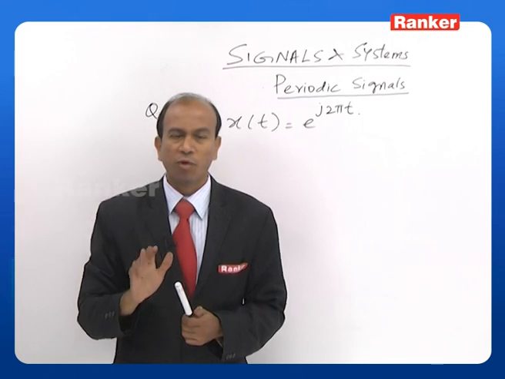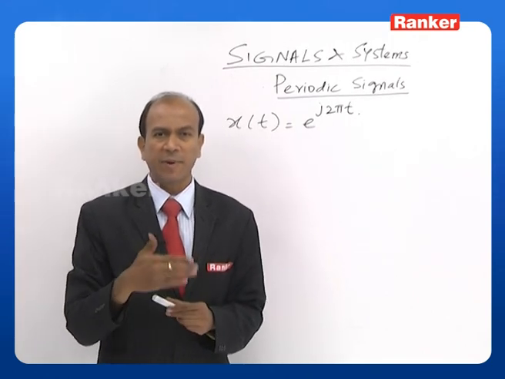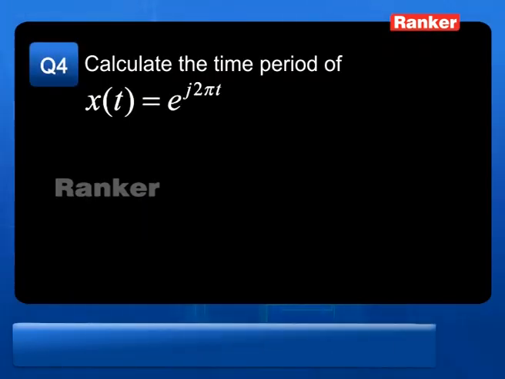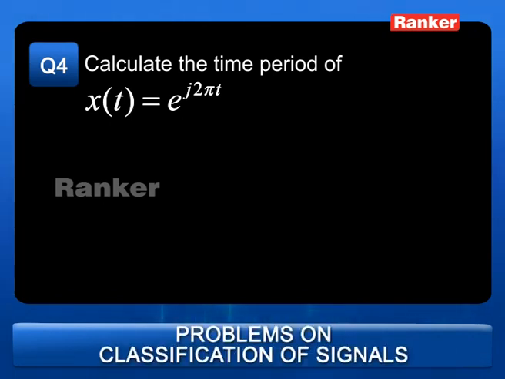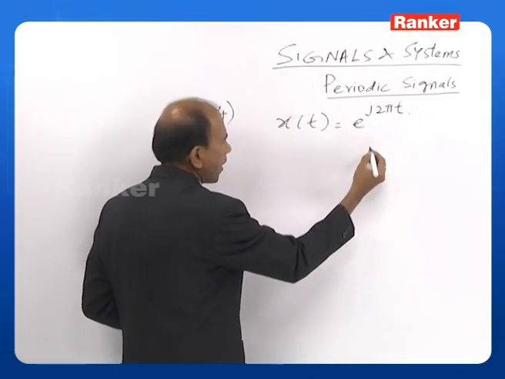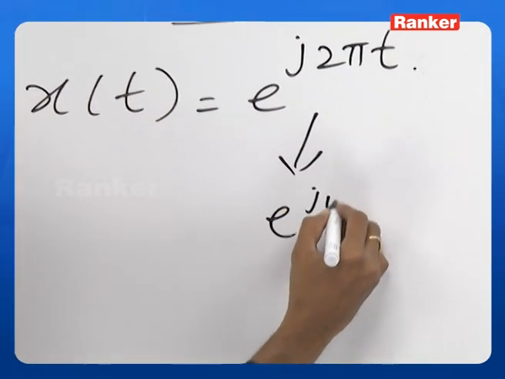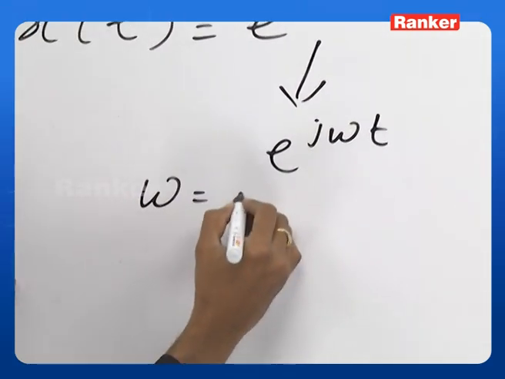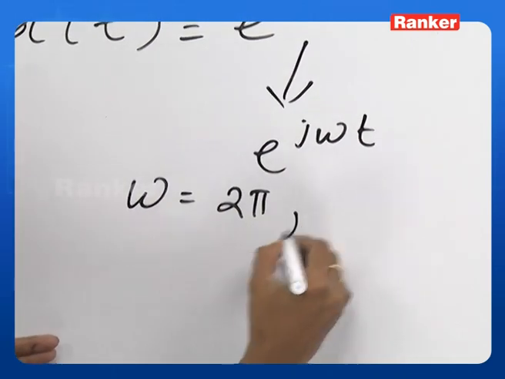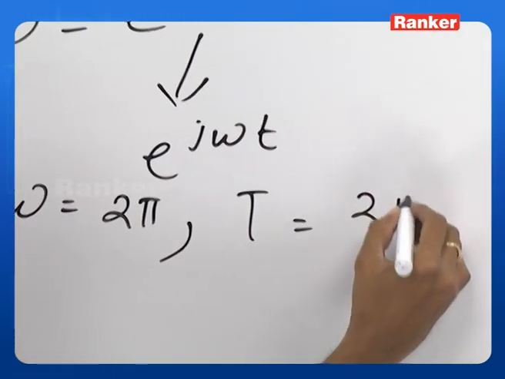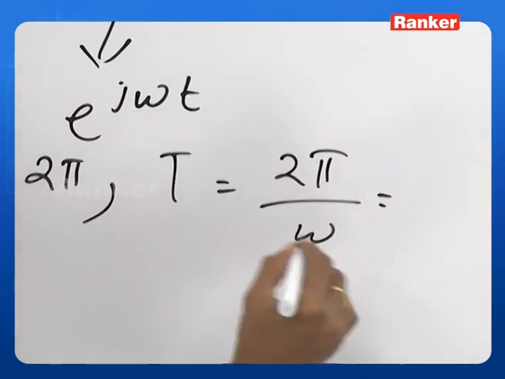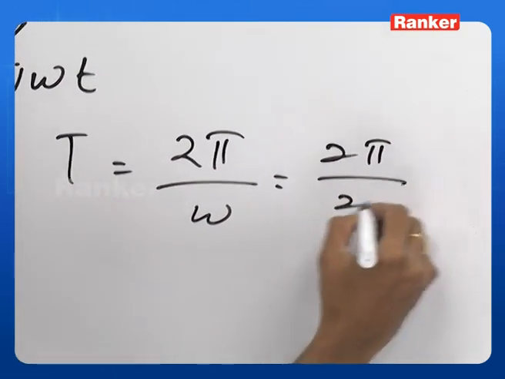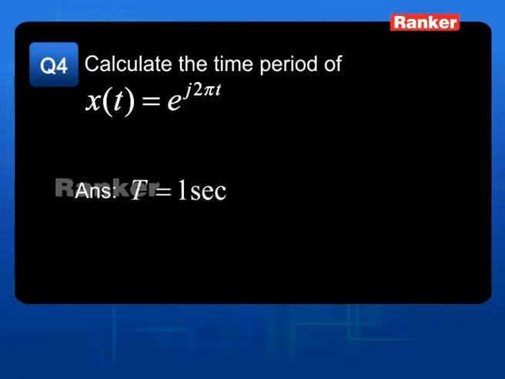Now, let us look at the fourth problem, again an exponential signal, but with particular values. We have to calculate the time period for this and we have to establish that this is in fact a periodic signal. Okay. Now, this is of the form e to the power of j omega t. So, what is omega here? Omega is equal to 2 pi and we know T is equal to 2 pi by omega. So, this is 2 pi by 2 pi, which is equal to 1 second. So, this is the time period of the signal.